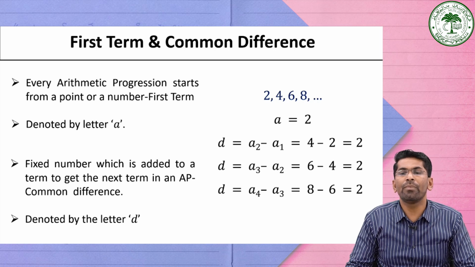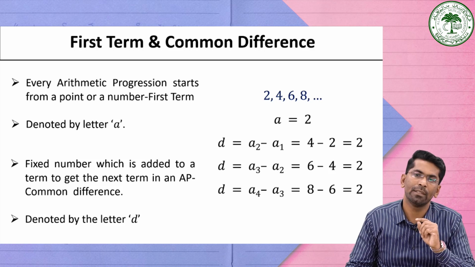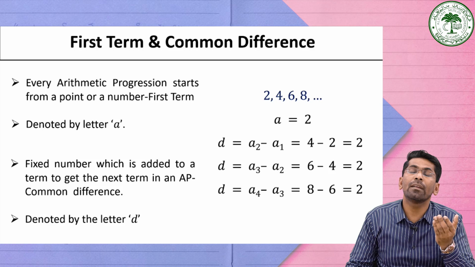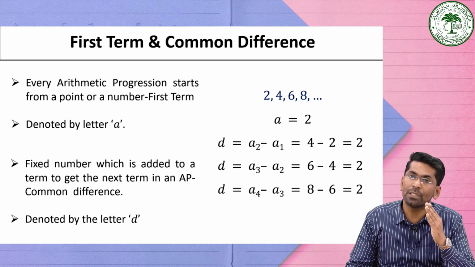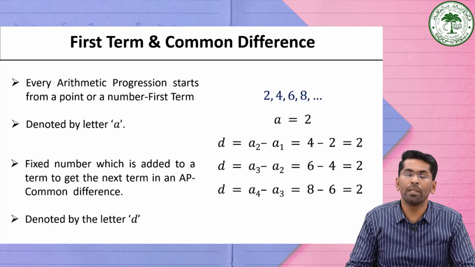And this common difference in an arithmetic progression is always constant. See here, it is 2 in all cases, meaning that it remains the same throughout the sequence. This consistency is the defining characteristic of an arithmetic progression. It means that the difference between consecutive terms in a sequence is fixed and does not change as you move along the progression.